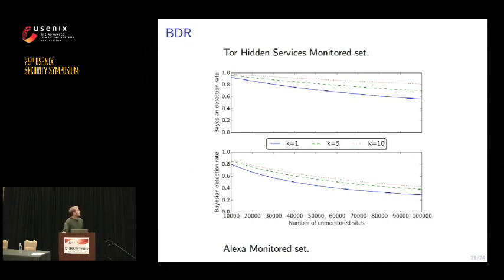Things again look quite different in the Tor hidden service data set though. Up to about 50 or 60,000, we have an accuracy of over 90%, meaning that the classifier is actually making correct predictions given some input 90% of the time. And even when we hit 100,000, we're only getting incorrect predictions 20% of the time.